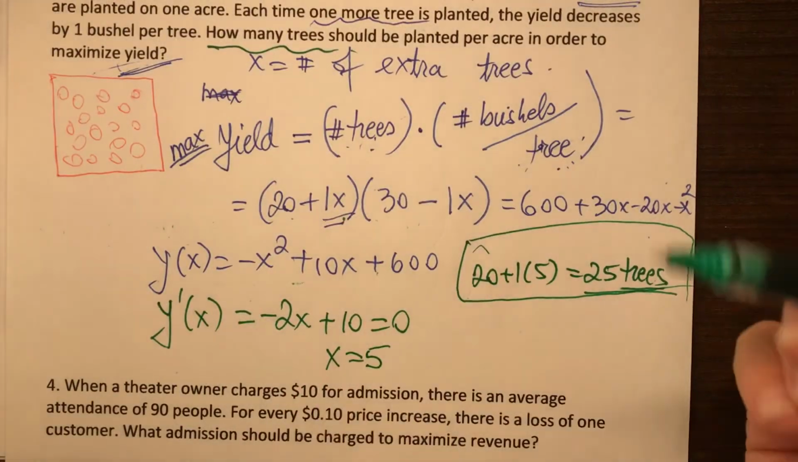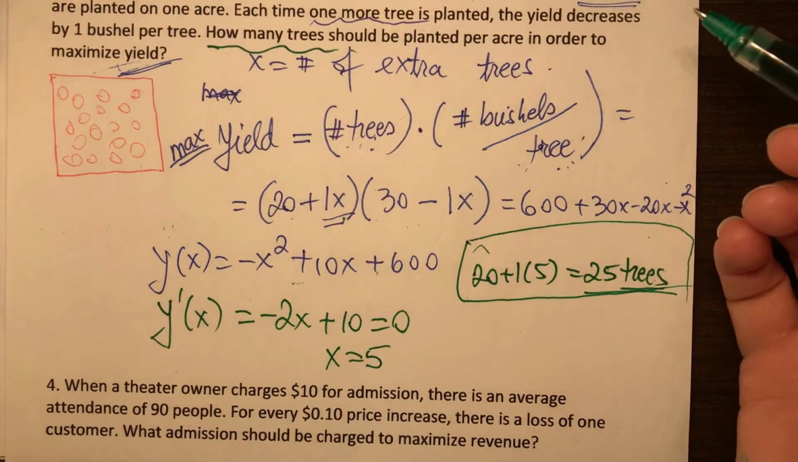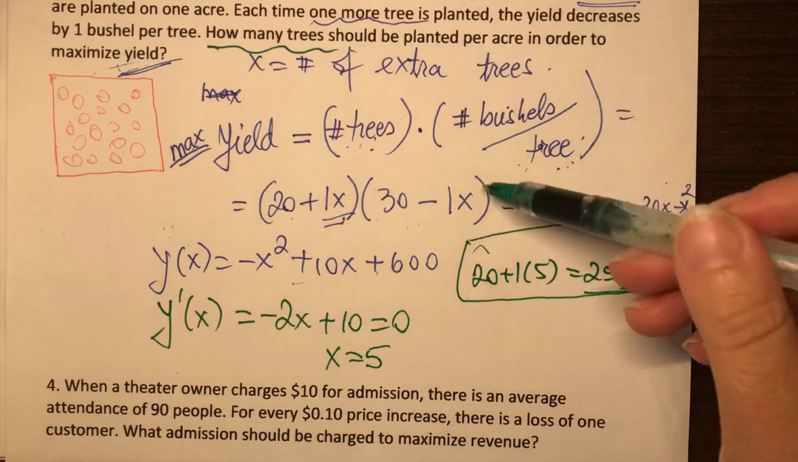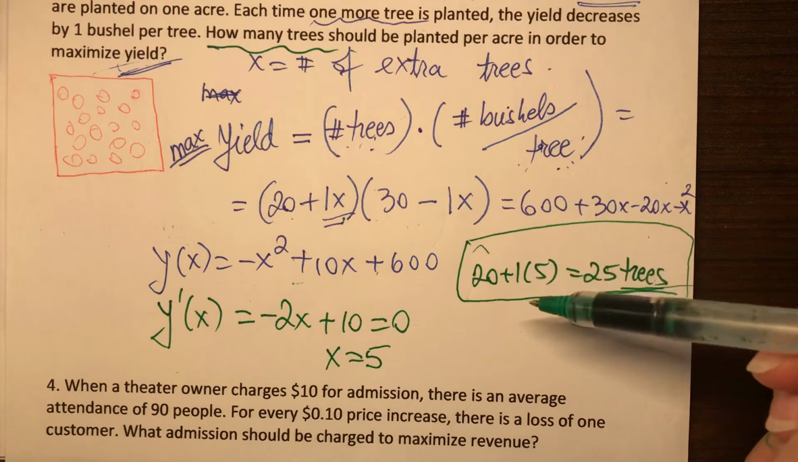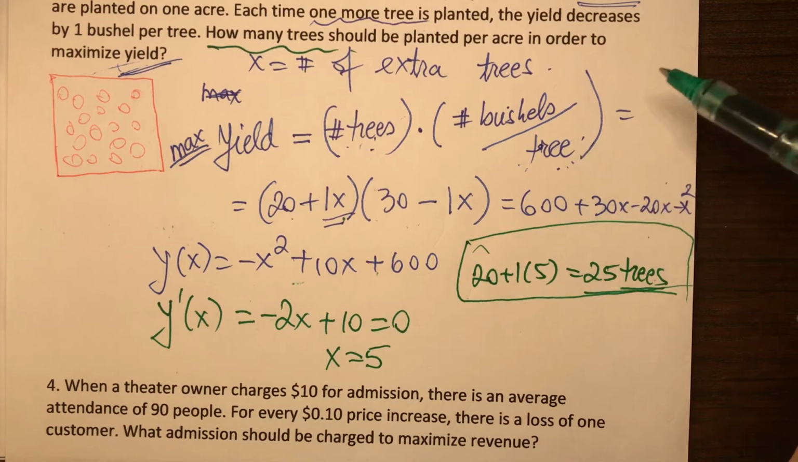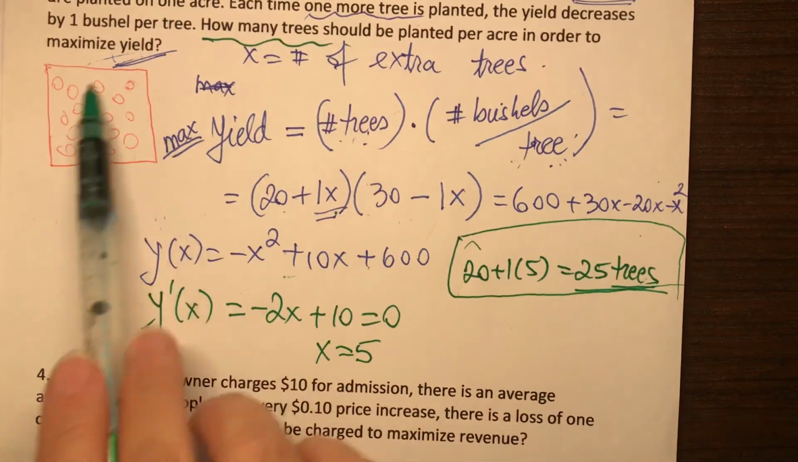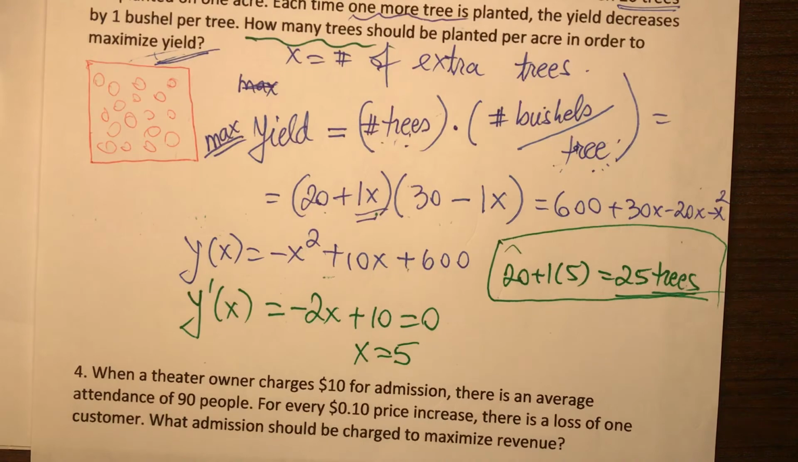By the way, if I was to ask how many bushels will then they each produce? Well, 30 minus 1 times 5, they will each produce 25 bushels per tree for a total of 620 bushels for the total acre, right? That's the yield. Okay.